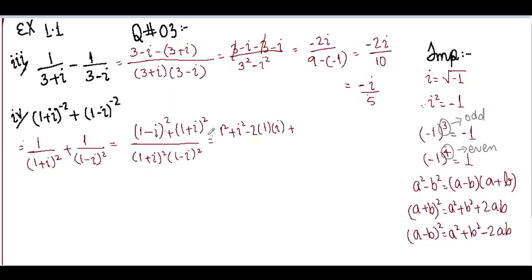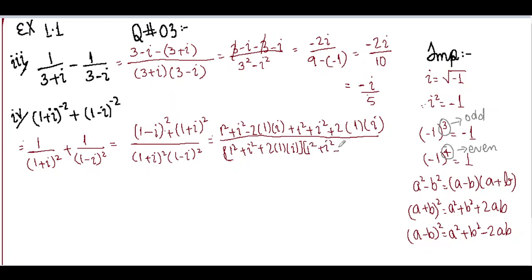Okay, now same with this one. (a + b)² gives us a² + b² + 2 into a into b. Now whole divided by (1 + ι)² into (1 − ι)². We have to open the formula within the brackets. 1² + ι² + 2 into 1 into ι into 1² + ι² − 2 into 1 into ι.